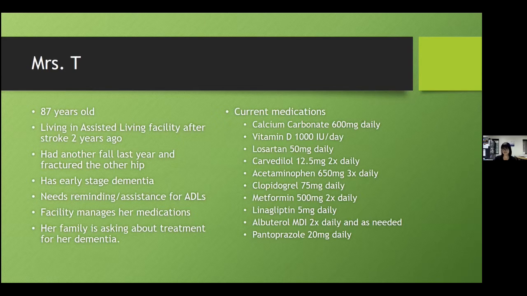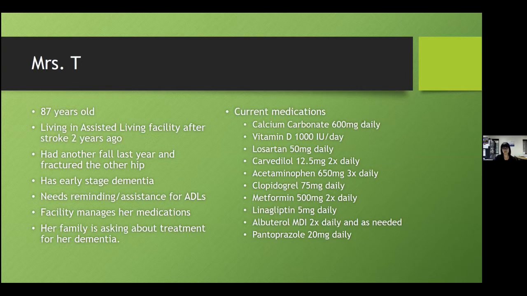So we come across her again about 5 years later. She's now living in assisted living after she did have a stroke about 2 years ago. She had another fall and fractured the other hip. She does have early stage dementia and is needing reminding or assistance with some of her ADLs, a combination of cognitive as well as those functional limitations. The facility now is managing her medications.